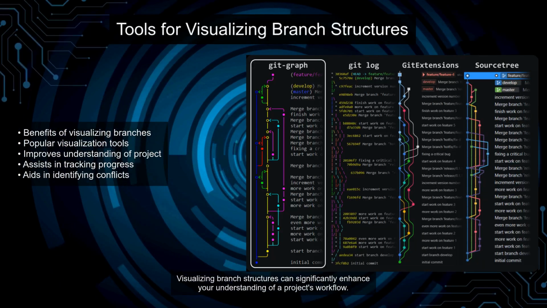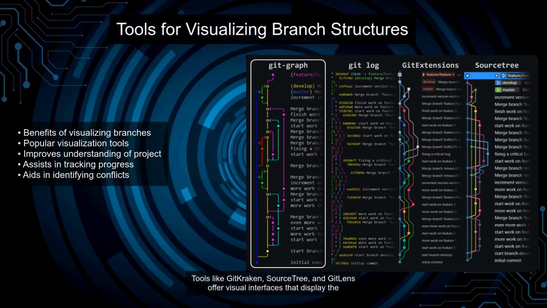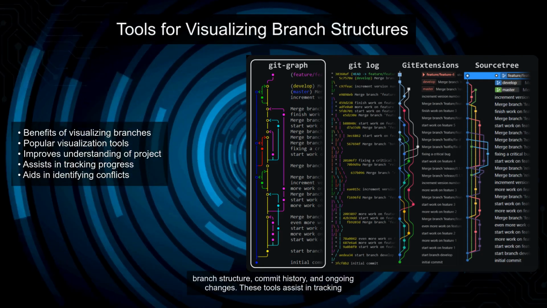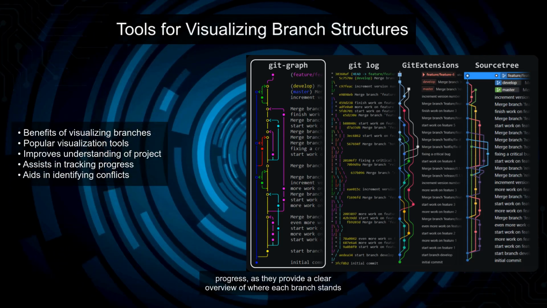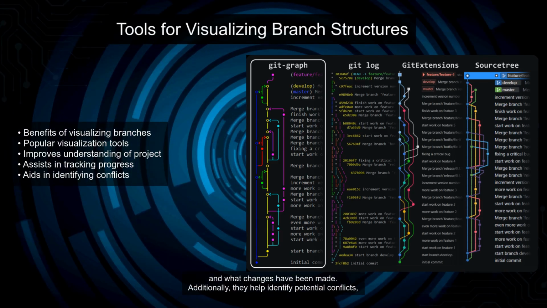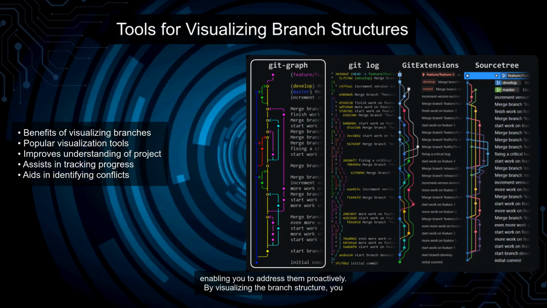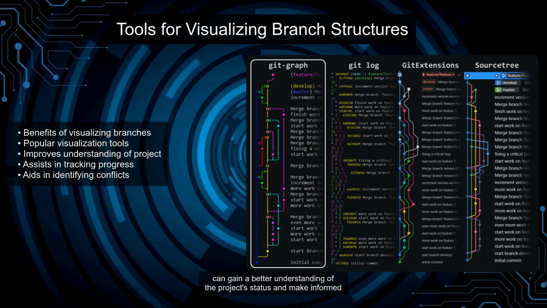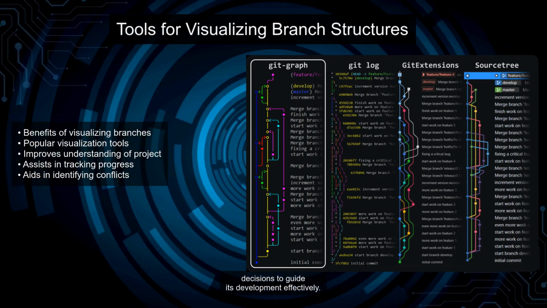Visualizing branch structures can significantly enhance your understanding of a project's workflow. Tools like GitKraken, SourceTree, and GitLens offer visual interfaces that display the branch structure, commit history, and ongoing changes. These tools assist in tracking progress, as they provide a clear overview of where each branch stands and what changes have been made. Additionally, they help identify potential conflicts, enabling you to address them proactively.